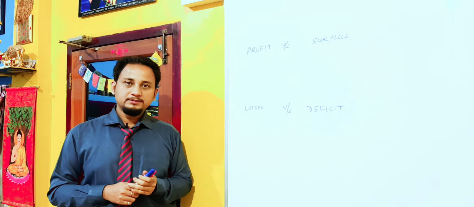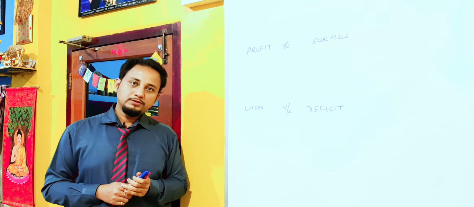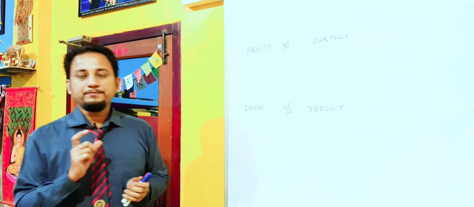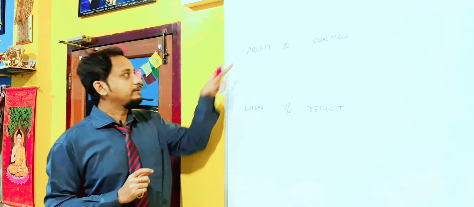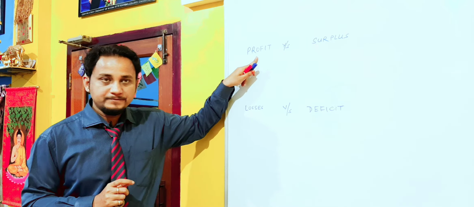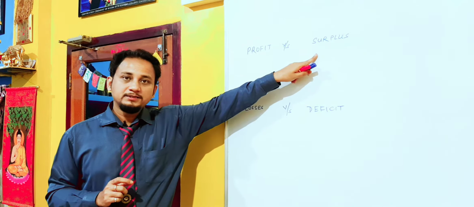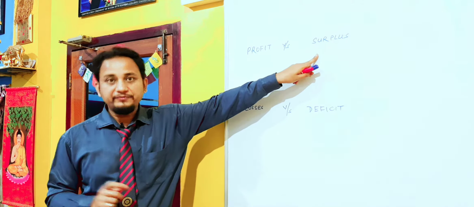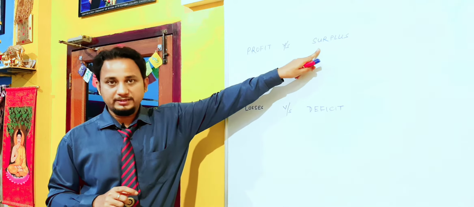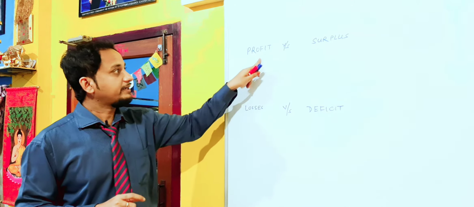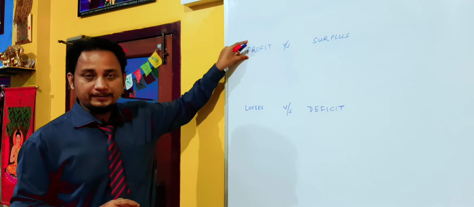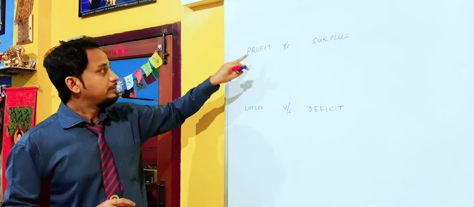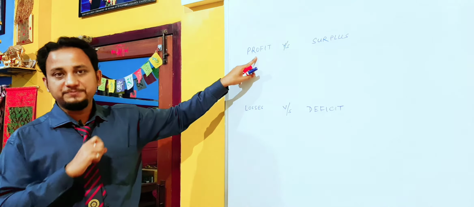Profit means after incurring all expenditures, if any part of the income remains, then we will term it profit. Now surplus, what is surplus? After incurring all the expenses, if any income remains, then that is also surplus. So they are characteristically quite similar. But now we come to the main differences between them.